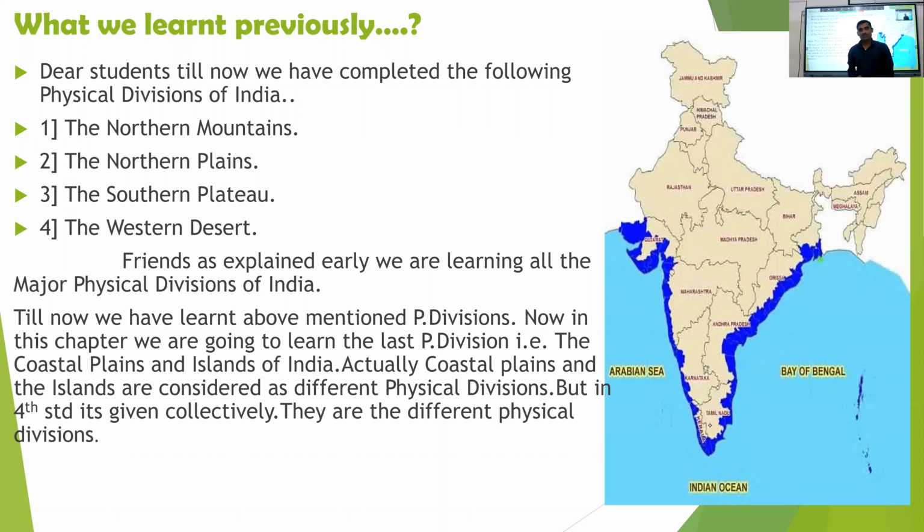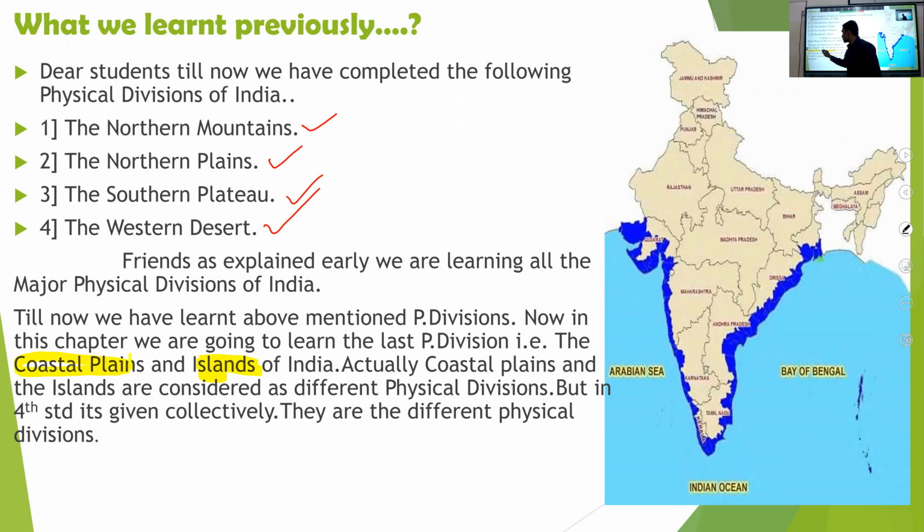So, we have just started a new video series. In this video series, as you can see on the screen, we are going to learn the last two physical divisions of India. Till now, we have completed some of the physical divisions of our India. Which were those physical divisions that we have completed? We have completed the northern mountains, the northern plains, the southern plateau, as well as the western desert. These four physical divisions we have learned in this year. Now we are going to learn the last two physical divisions, that are the coastal plains and the islands of our India.